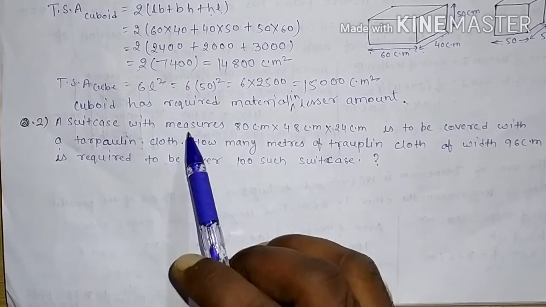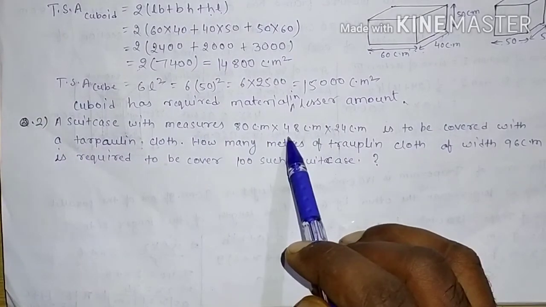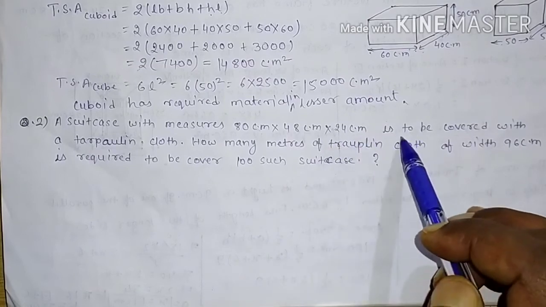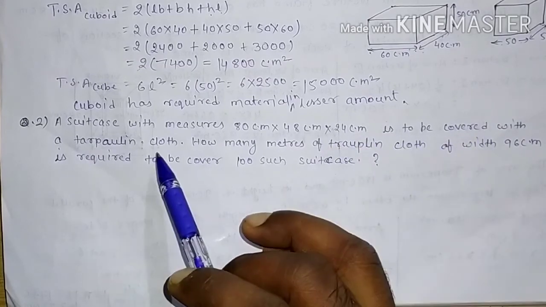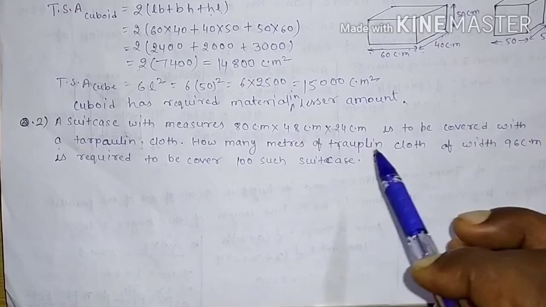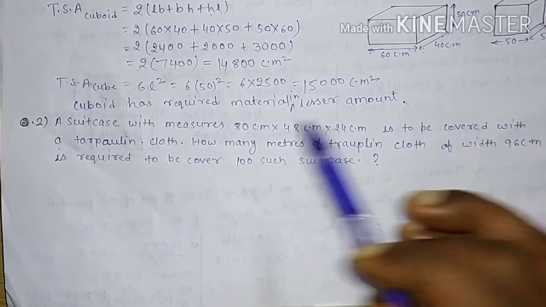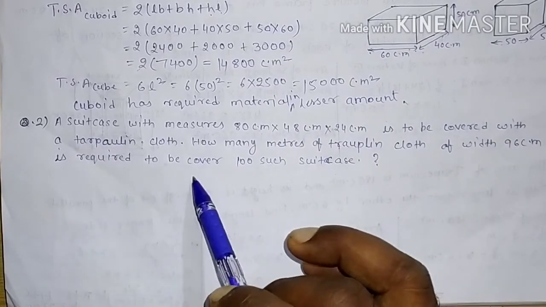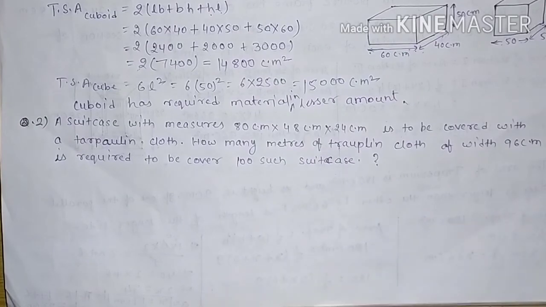A suitcase that measures 80 centimeter into 48 into 24 centimeter is to be covered with a tarpaulin cloth. How many meters of tarpaulin cloth of width 96 centimeter is required to cover 100 such suitcases? Okay, so what we have to find?